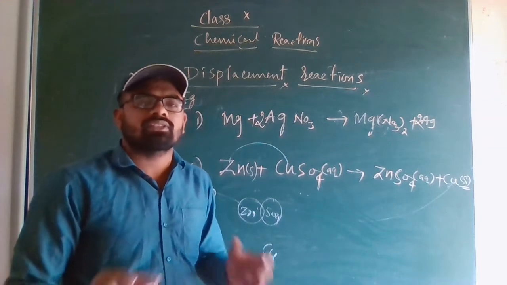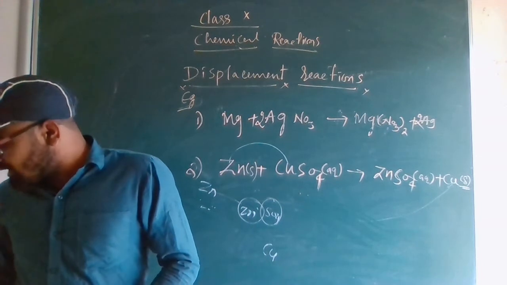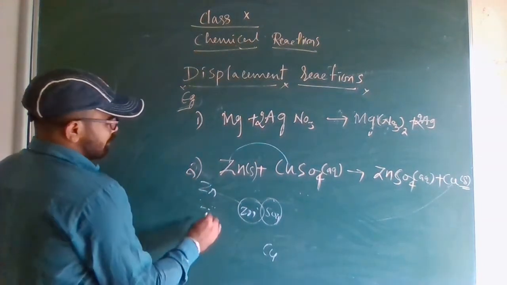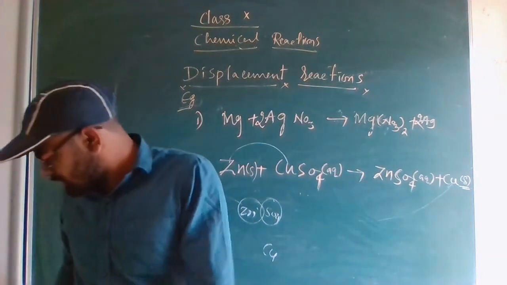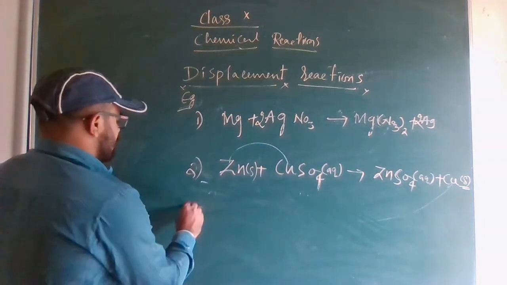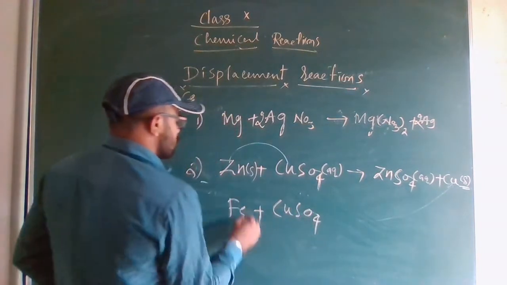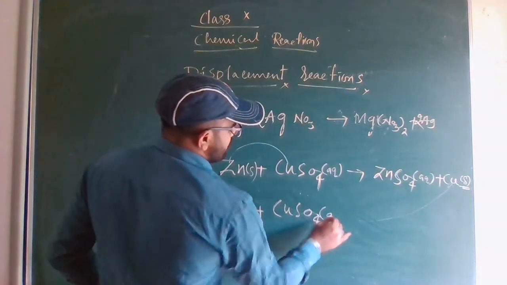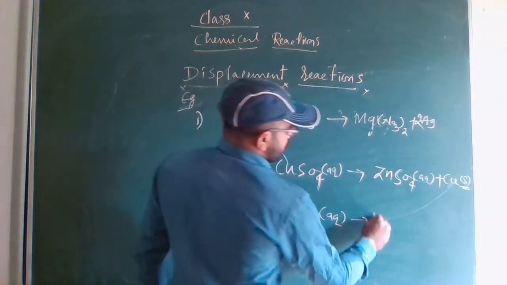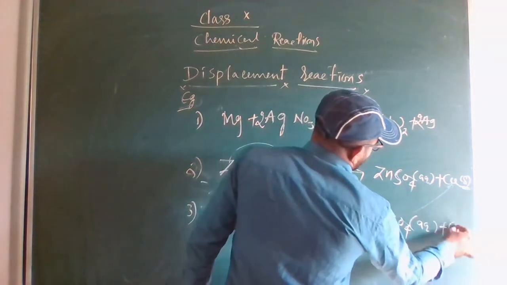So this process is displacement reaction. Okay, so another one we can see: Fe plus CuSO4 will give me FeSO4 plus Cu. So I am going to give you the third example. Fe plus CuSO4. So Fe is the metal in solid. See, SO4 and nitrate solutions are aqueous solutions. Fe plus CuSO4 will give me FeSO4 plus Cu.